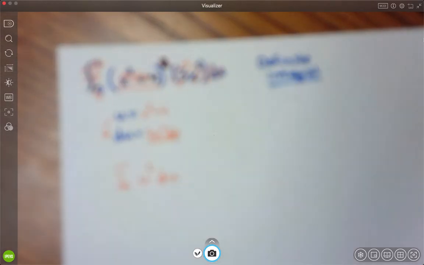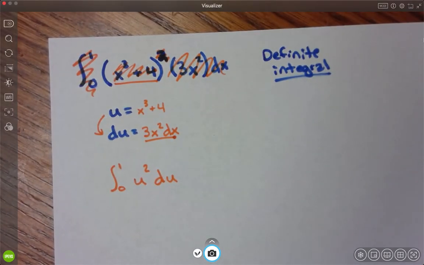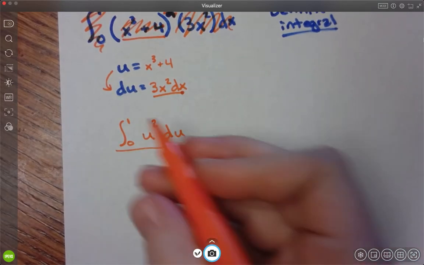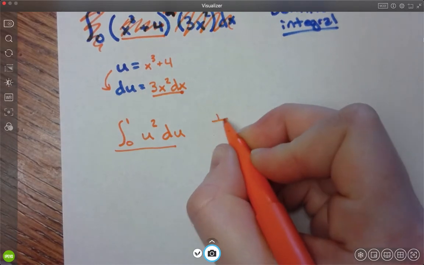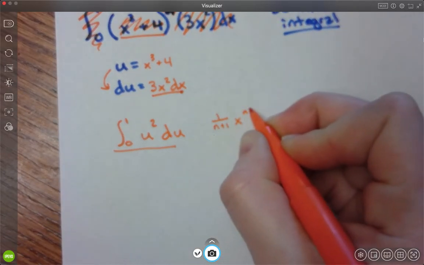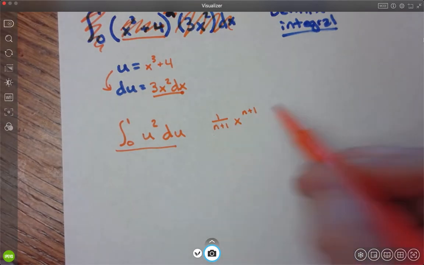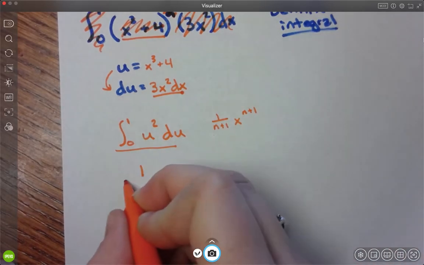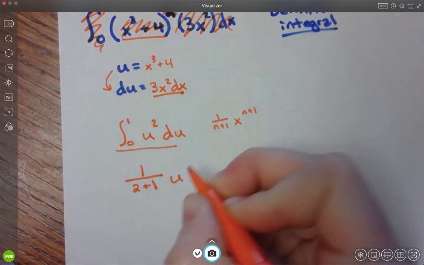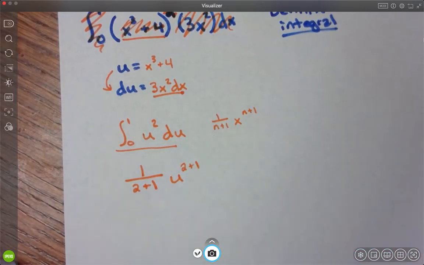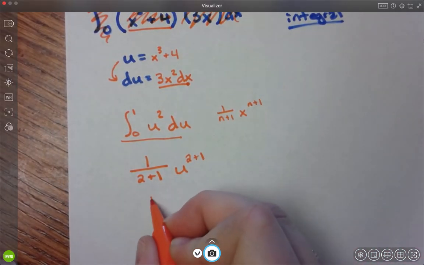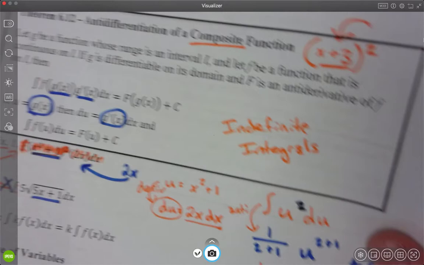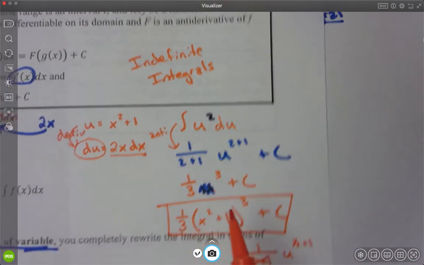Okay, I have switched my variables, and now I need to take the antiderivative. Okay, so I need to take the antiderivative of this guy right here. Okay, so looking at u squared, I do the 1 over n plus 1, x to the n plus 1 power, or in this case it's u to the n plus 1 power, it doesn't matter what we call him in the middle. But 1 over n plus 1 will be 1 over 2 plus 1, u to the 2 plus 1 power. Okay, and that will actually be 1/3 u to the 3rd power. I think we did that on a problem on the front side here. Yes, it is 1/3 u to the 3rd power because we're taking the antiderivative of u squared.